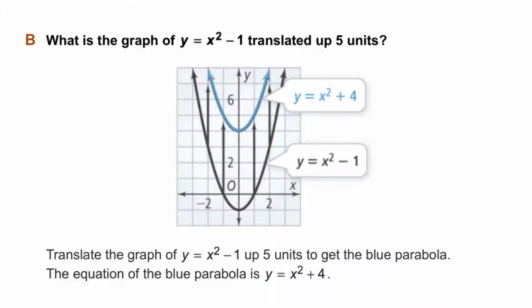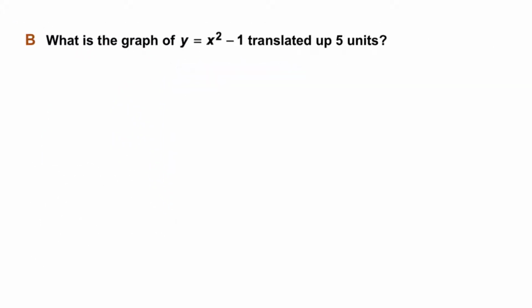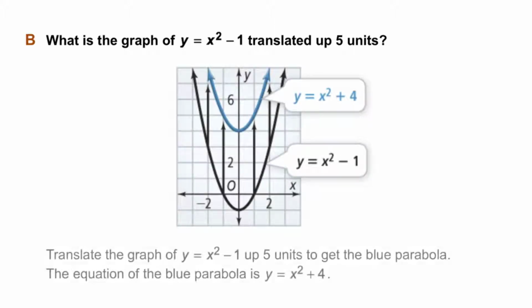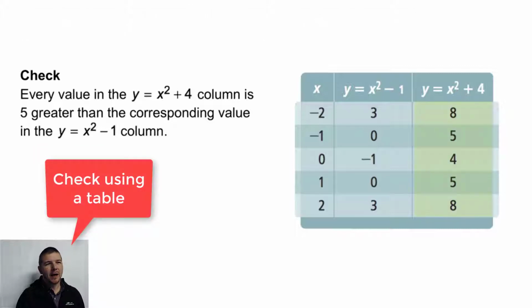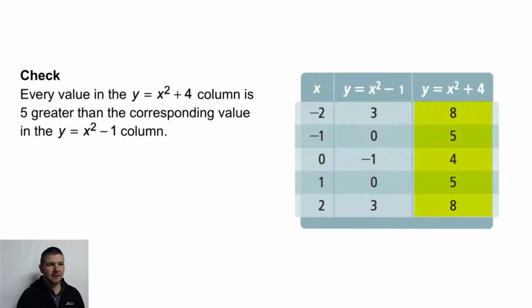Part B. What is the graph of y equals x squared minus 1 translated up 5 units? So we've translated the graph of y equals x squared minus 1 up 5 units to get the blue parabola. The equation of the blue parabola is y equals x squared plus 4. And then we'll check our solution. Every value in the y equals x squared plus 4 column is 5 greater than the corresponding value in the y equals x squared minus 1 column.